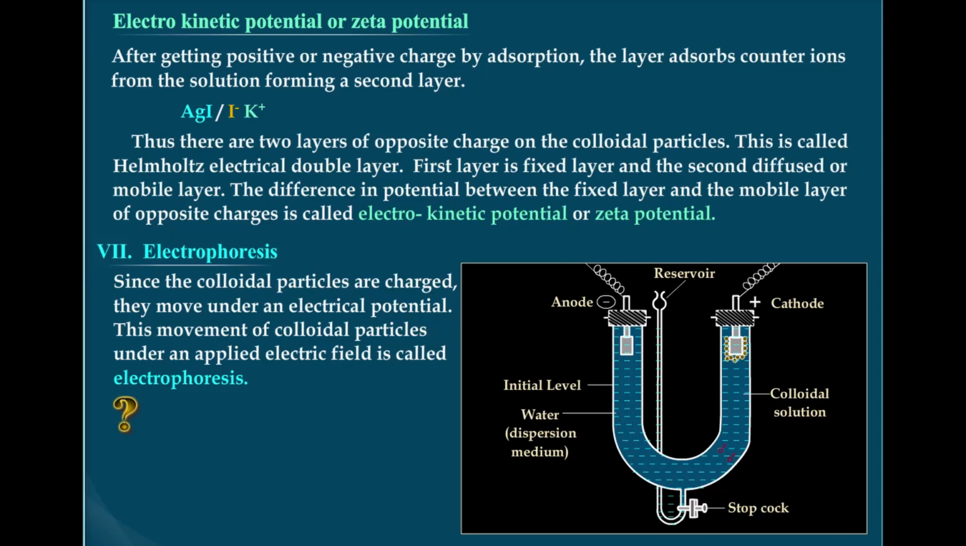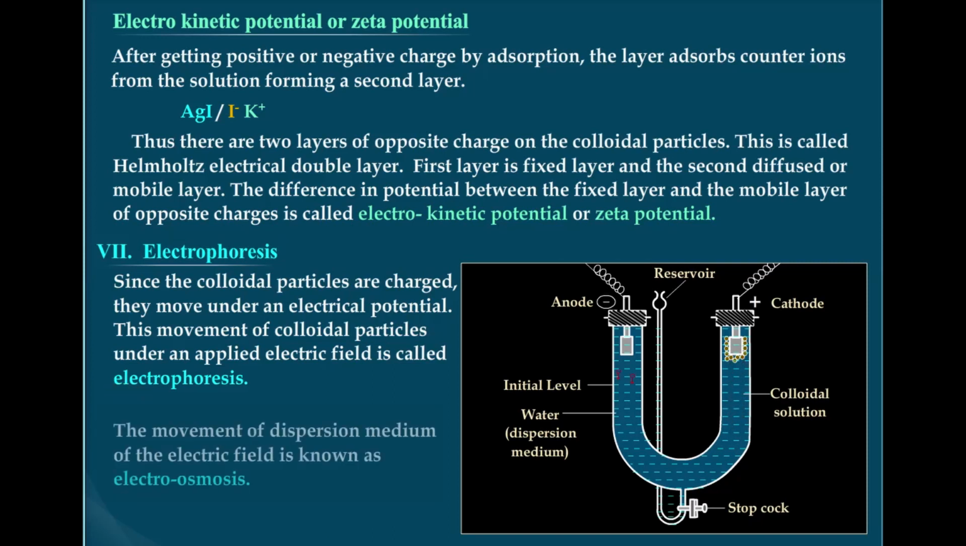You can see here in the experiment, there is a dispersion medium. The colloidal solution is kept in a U-tube, and as the electric current is passed, if it is a positively charged particle, it will move to the cathode. If it is a negatively charged particle, it will move to the anode.